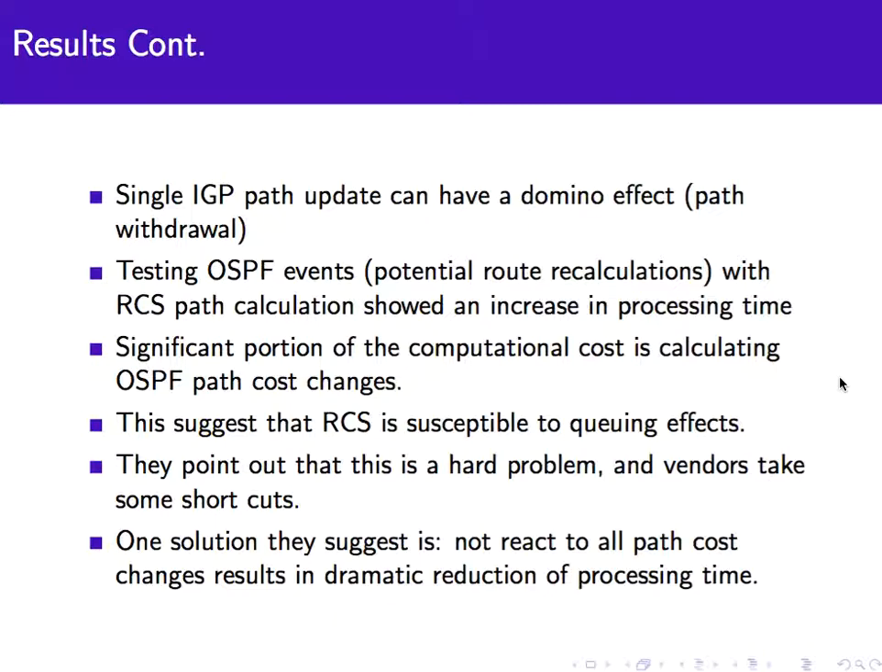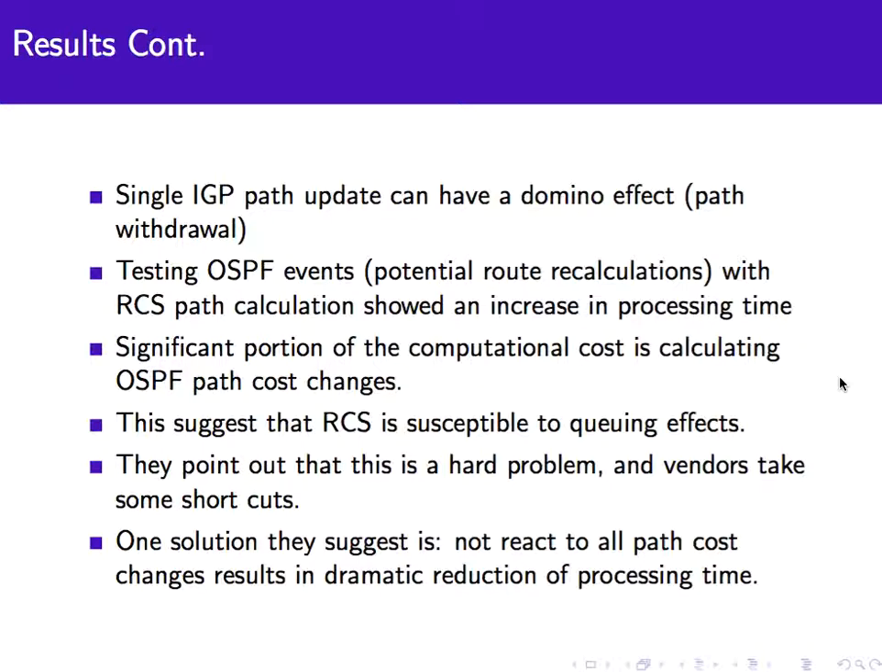And so testing OSPF, as I was reading that section, OSPF events again have a high likelihood of route recalculations depending on the type of event update, and that showed there is an increase in processing time. So a significant portion of computational cost is attributed to these OSPF path cost changes. So the IGP portion is one of the biggest computational costs for this framework, and this suggests that RCS is susceptible to queuing effects.